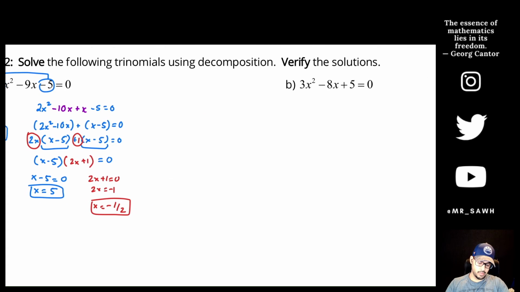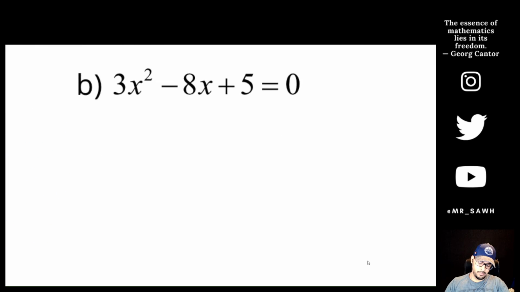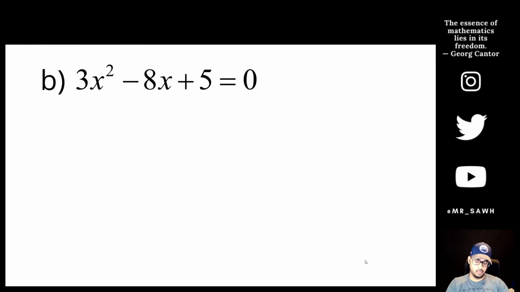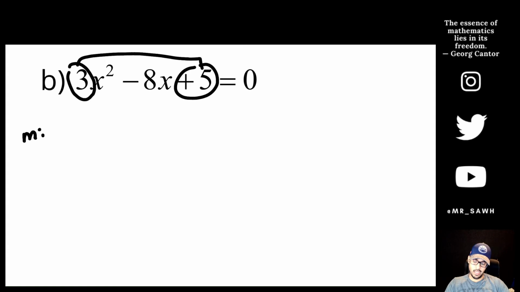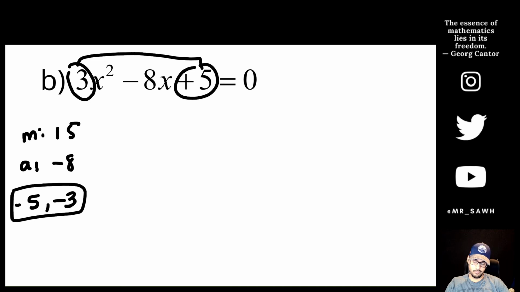We can do this for B as well, so we'll do this one more time. So there's no common factors between 3, 8, and 5, so I have to do decomposition here. So we'll take 3 and 5, we'll multiply them together, so two numbers have to multiply to 15, but they will add up to the number in the middle, which is negative 8. So 5 and 3, when they're both negative, will make this work for us.